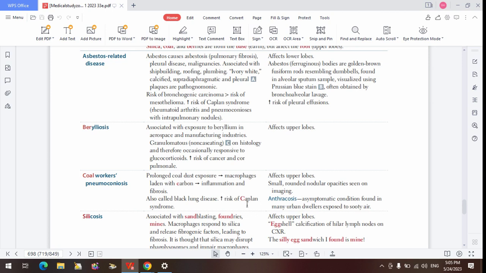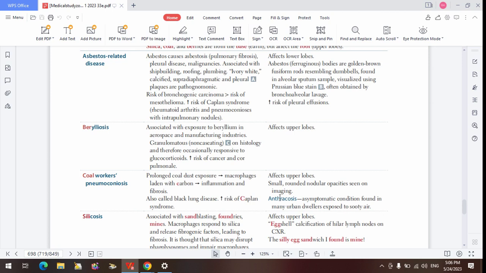The clincher that I just want you guys to pick for this coal worker's pneumoconiosis is that we are going to see small round nodular opacity. I don't want to know the test that you are using. That is what you are going to find. So it can't go beyond that. That is the clincher. Small round nodular opacity in the upper lobe. That is what you want to hear.